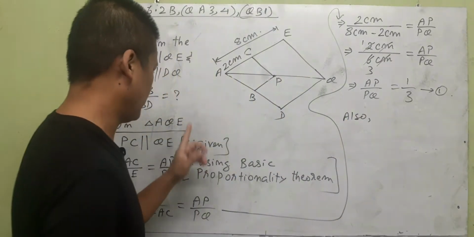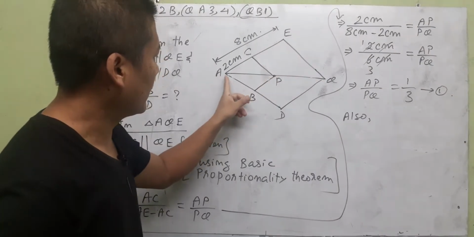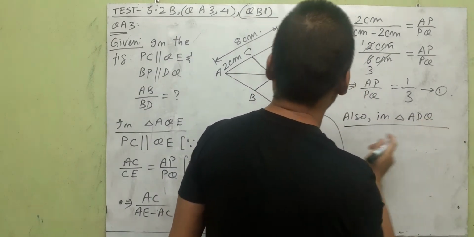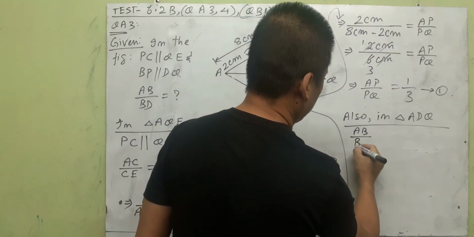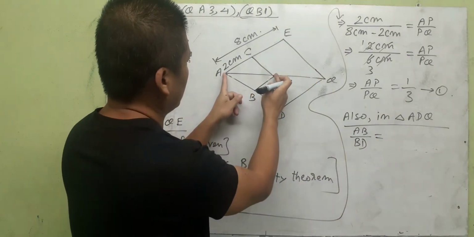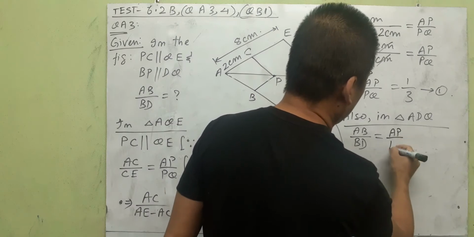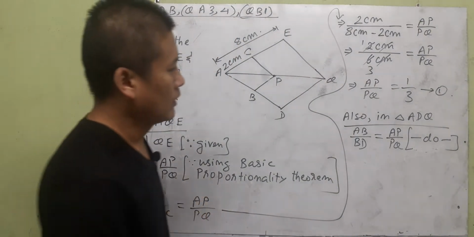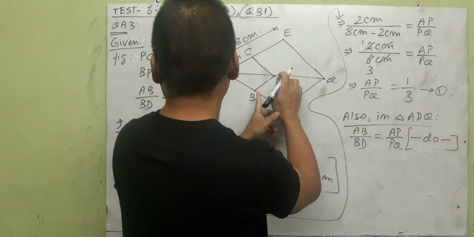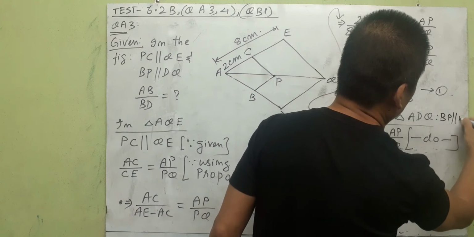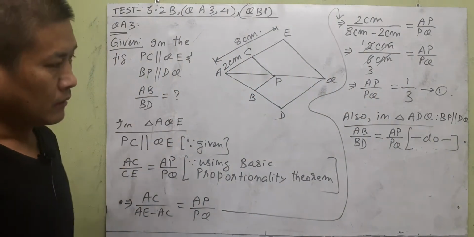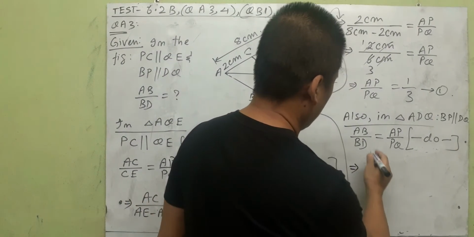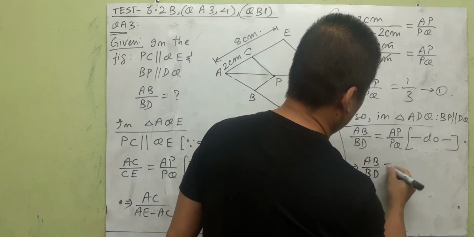Okay. So again here, also in this triangle, the next triangle, we have taken AQE. Now let us take ADQ. In triangle ADQ, here AB by BD will be equal to AP by PQ. The reason is the same, using basic proportionality theorem, because we know here, BP parallel to DQ, it's given here. Because of that, we can apply basic proportionality theorem, just like for the same reason. So here, that gives you AB by BD will be equal to AP by PQ.